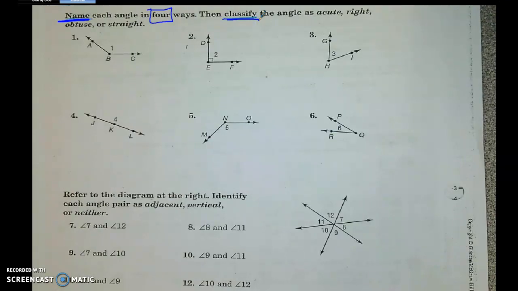For number 1, there are 4 ways to name this angle. I can name it by all 3 letters. When I name it with all 3 letters, the vertex is always going to be in the middle. So it is angle ABC. We could also call it angle CBA. We can also name it just by the vertex, which would make it angle B. We can also name it by the number, so it could be angle 1. So that's our 4 ways to name the angle.